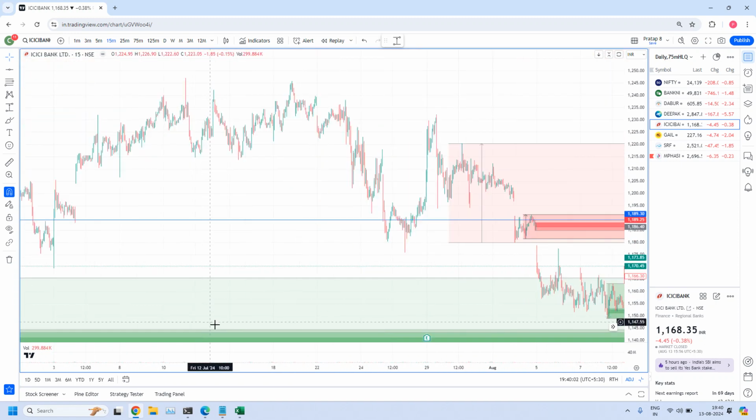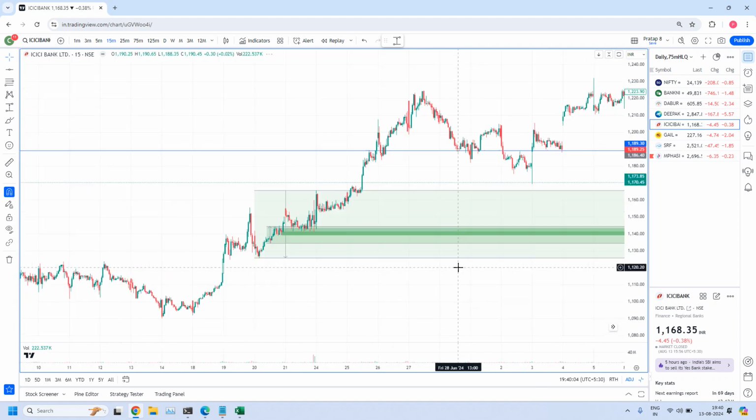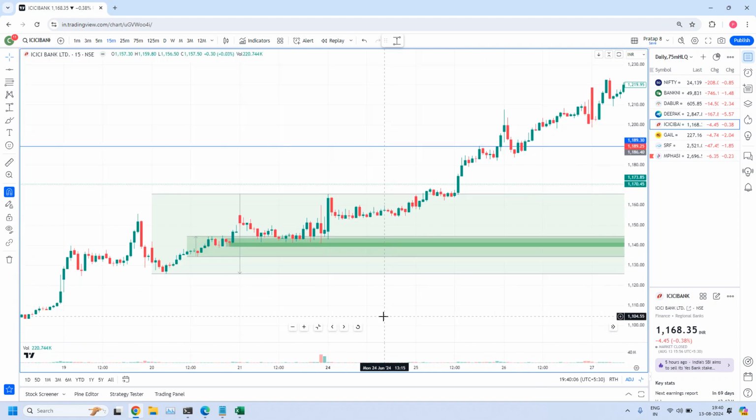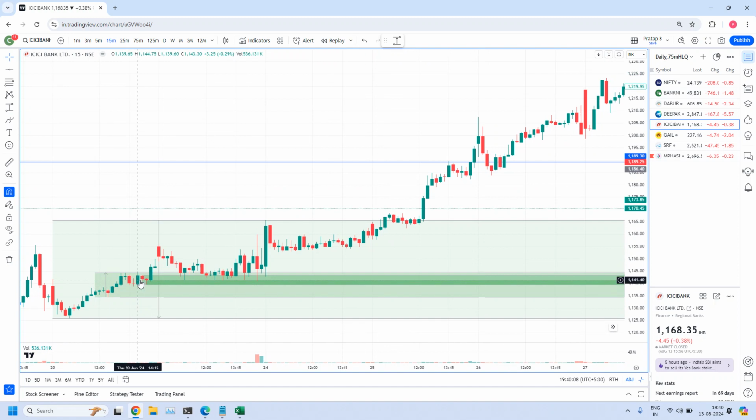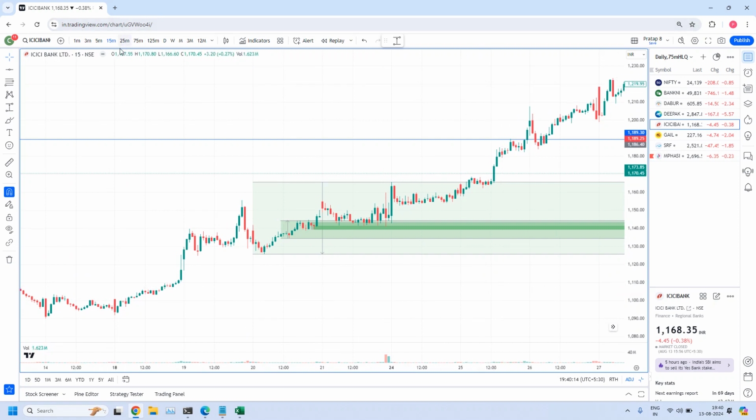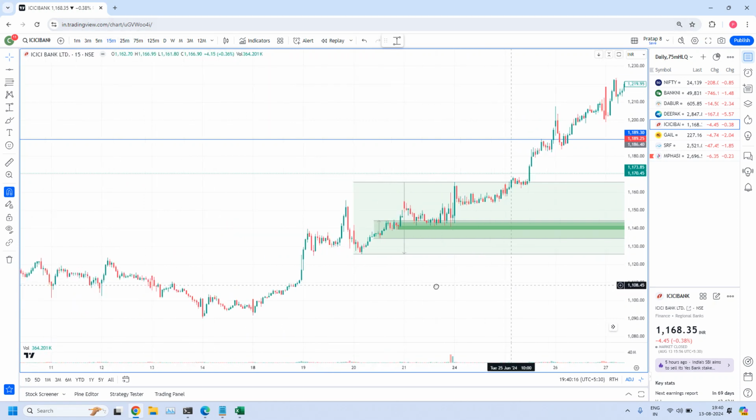And again here, the one below, also we have a 15-minute zone. We have a rally, two base candles, and again a rally. This is another 15-minute zone. This is the one again we fine-tuned with 5 minutes time frame.